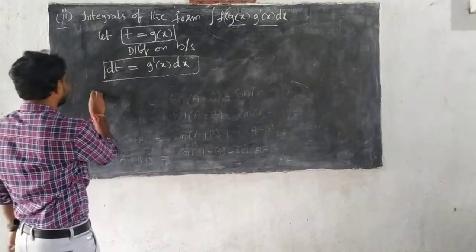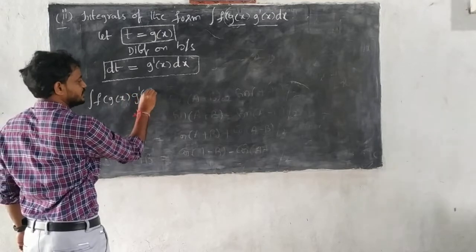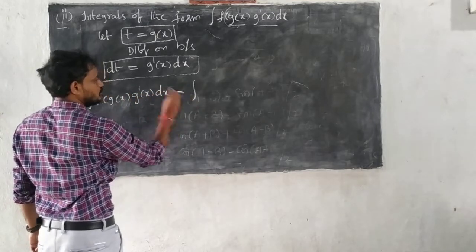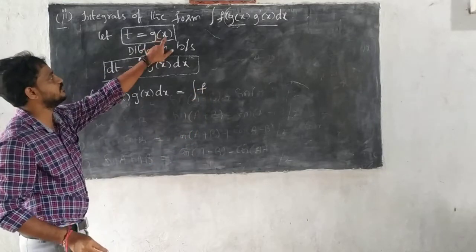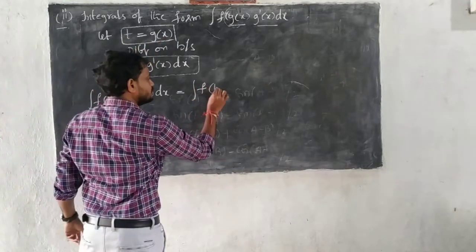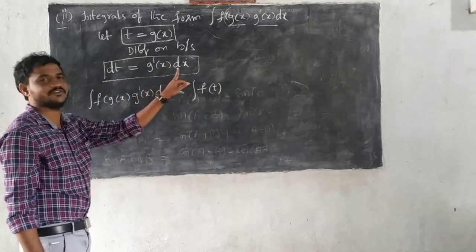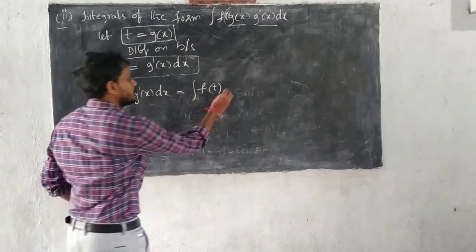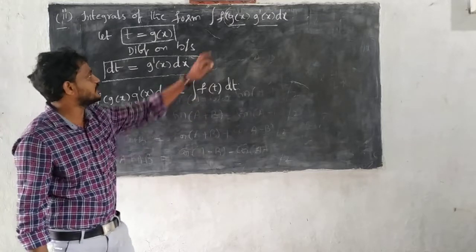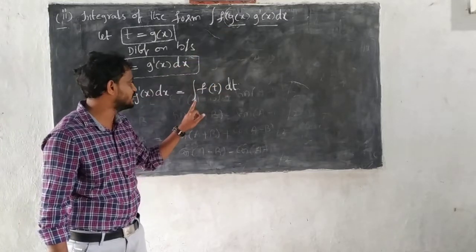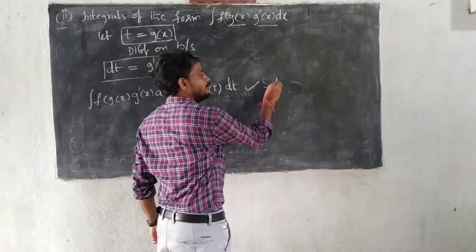So what is the given function here? Integral f of g of x into g dash of x into dx is equal to integral f of, here g of x value is what? T. So it becomes f of t and g dash of x into dx. G dash of x into dx is what? Dt. So it becomes f of t into dt. Right? So the given integral is converted into integral f of t into dt, which is a standard form.